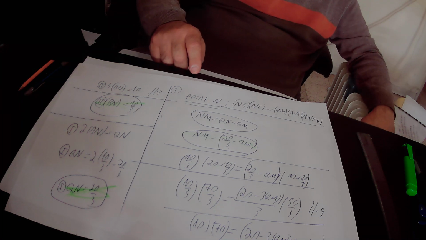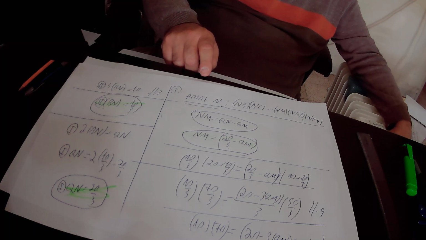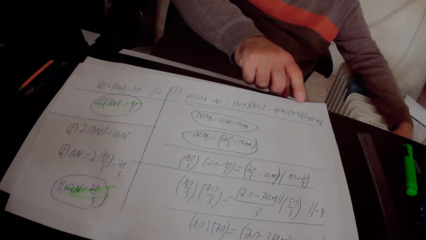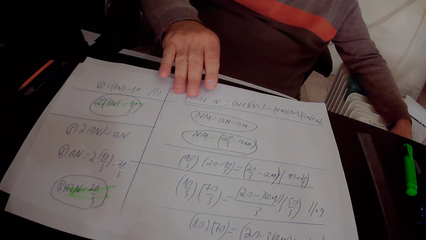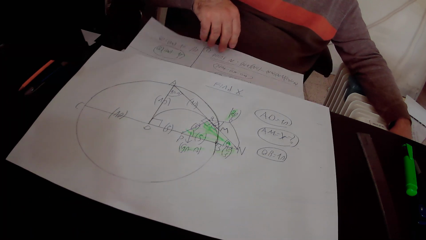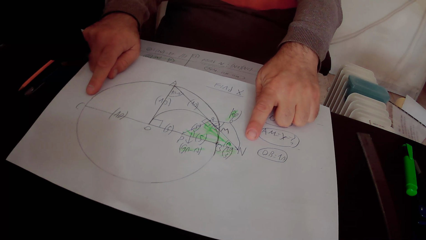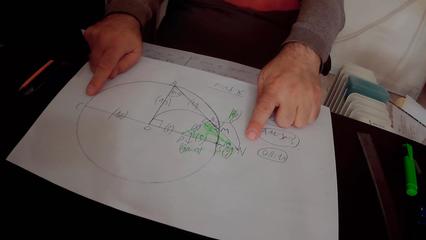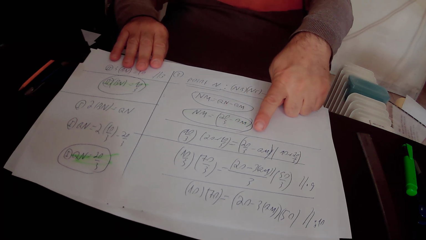Now we turn to rule number 14. According to rule number 14, NB times NC equals NM times NA. NB is 10 over 3. What is the length of NC, or CN? It is the same. CN in total equals 10 plus 5 plus 5, that is 20, plus BM, that is 10 over 3. So CN equals 20 plus 10 over 3, and it equals NB.